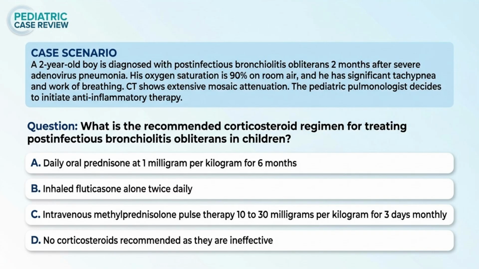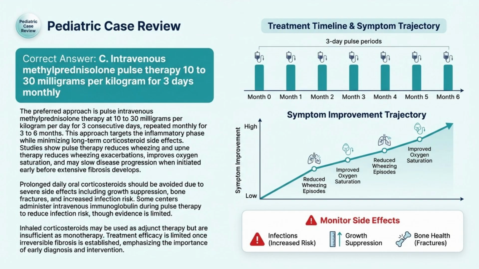Case number 13. A 2-year-old boy is diagnosed with the condition 2 months after adenovirus pneumonia. His oxygen saturation is 90% on room air. The physician initiates anti-inflammatory therapy. What is the recommended corticosteroid regimen? Option 1. Daily oral prednisone at 1 mg per kilogram for 6 months. Option 2. Inhaled fluticasone alone twice daily. Option 3. Intravenous methylprednisolone pulse therapy 10 to 30 mg per kilogram for 3 days monthly. Option 4. No corticosteroids recommended. The correct answer is option 3.